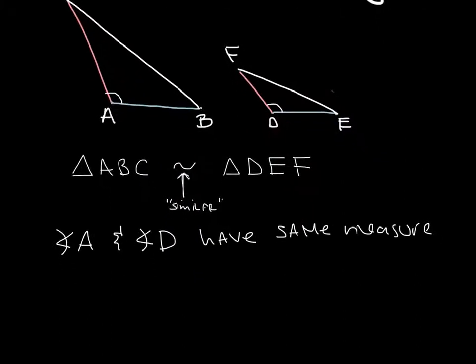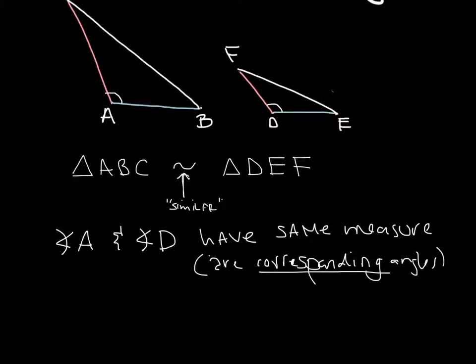But we really want to say angle A and angle D are corresponding angles. That's the terminology we want to use. What other angles are corresponding angles? Well, angle B and angle E are corresponding angles. And we have to write something different here, not to confuse it with this angle, because if we leave it like this, then we're saying that they're the same angle. They could be the same angle, but we don't know that for sure.